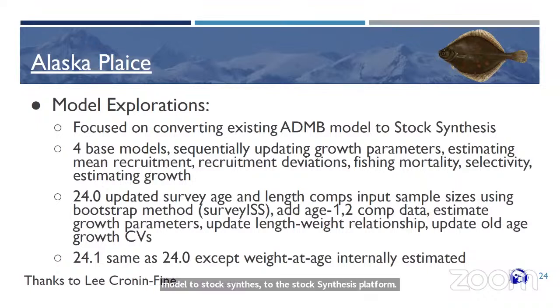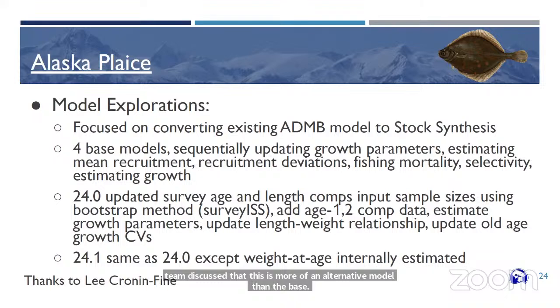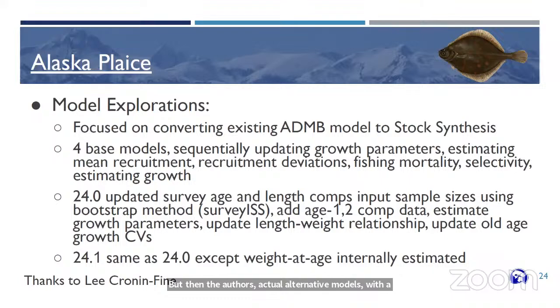They were trying to recreate the ADMB model as best they could within SS by sequentially updating the growth parameters, estimating mean recruitment and the recruitment deviations, fishing mortality, selectivity, and then finally estimating growth within the model. The team discussed that this is more of an alternative model than the base. But then the authors explored 2 actual alternative models with a number of improvements within SS.